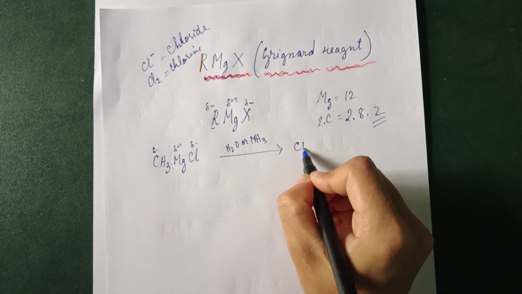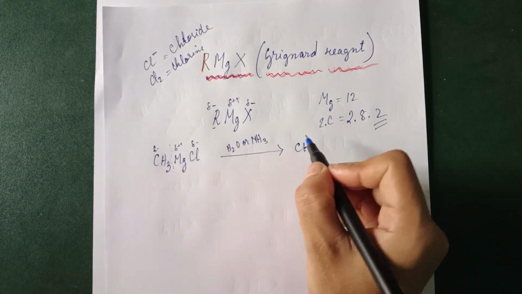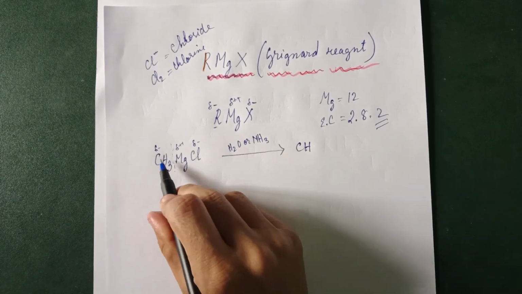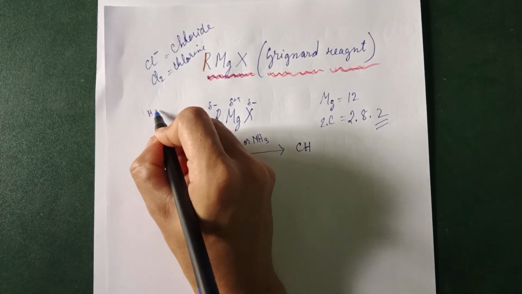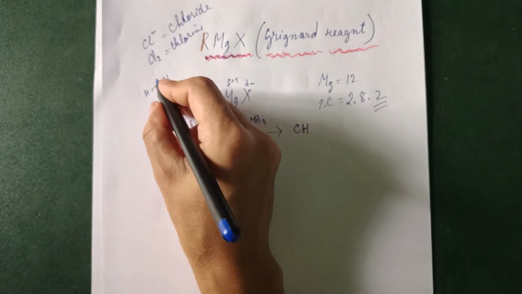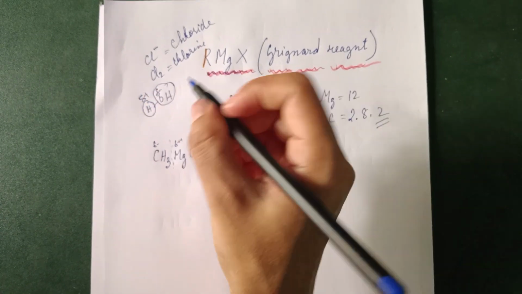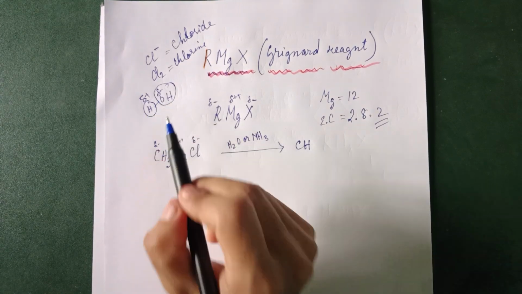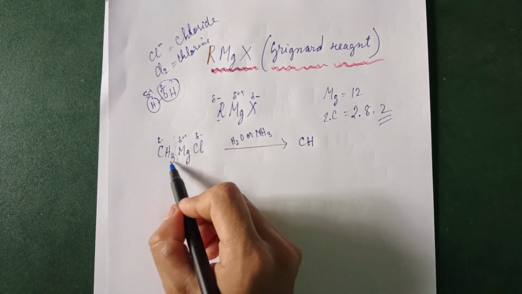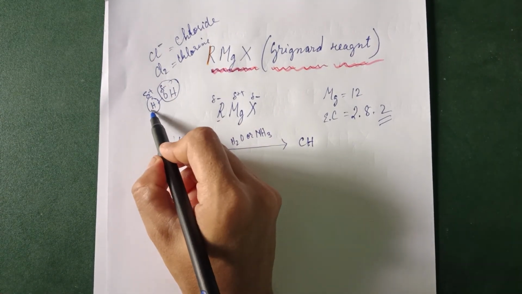This CH3 is negative. Now this water, we will always see water in this form, H2O. This will be your delta minus and this will be your delta plus. Always see water in this form in the reaction. Now this carbon being negative will always try to attract this positive.